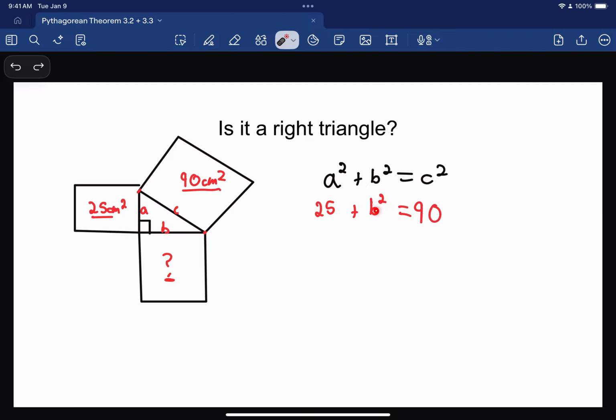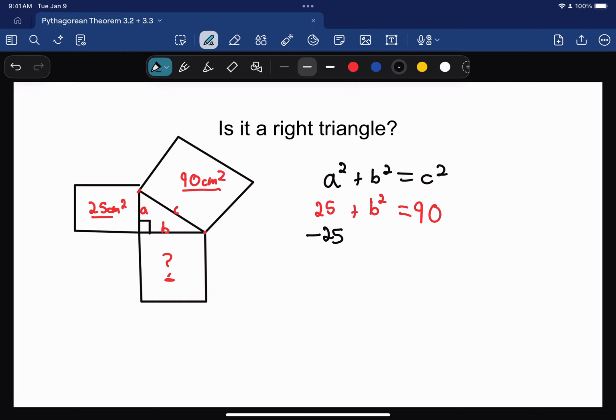In order to solve for this, we can use our opposite operations, just like we finished doing in our last unit. So we're going to subtract 25 from both sides to isolate the variable, and we get 90 minus 25 equals B squared. 90 minus 25 is 65. So B squared equals 65, and we need to make sure we write the units, so 65 centimeters squared. That is the area of this. So you can see it was a bit of plugging and chugging, and that's how we figured that out.